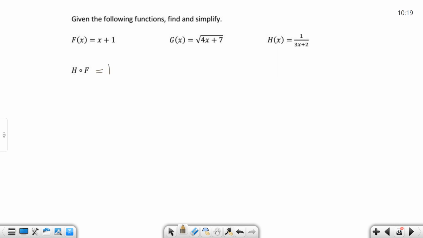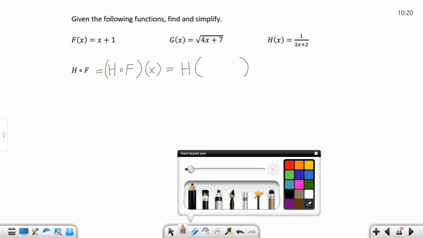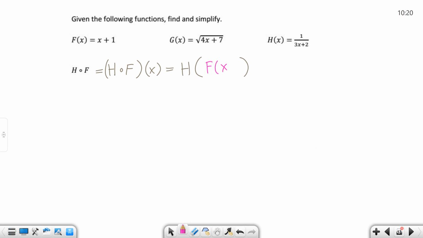So h of f, this really means capital H of capital F. Nope. Hang on. I keep forgetting to write the composition with x. So of capital F, and then here my variables are x. So this is going to be capital H of capital F of x. So then what is f of x? It is x plus 1, right? So then capital H is going to be capital H of that. And the rule for capital H is this one. It's going to be 1 over 3 times whatever's there plus 2. And what's there? X plus 1.